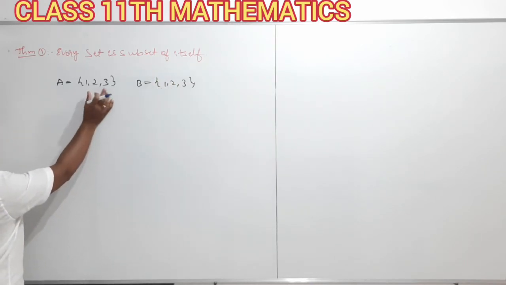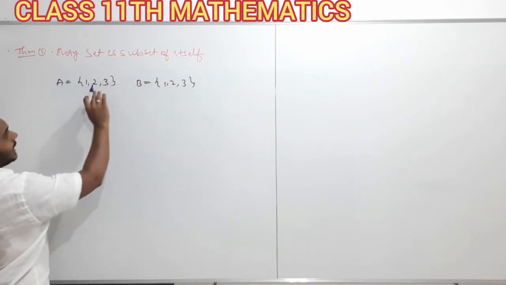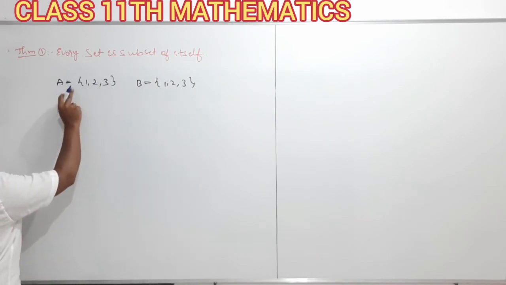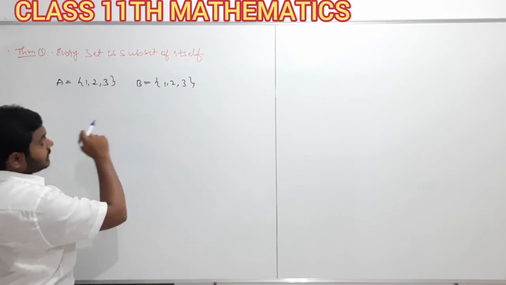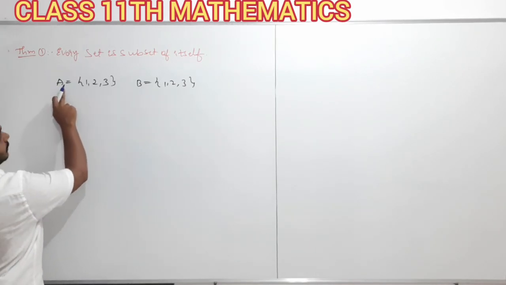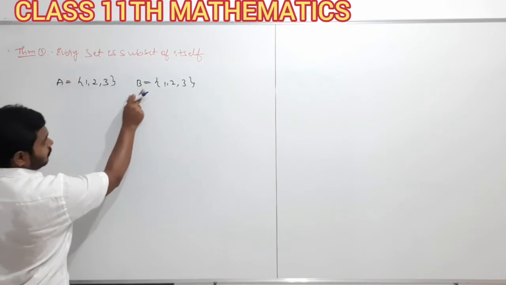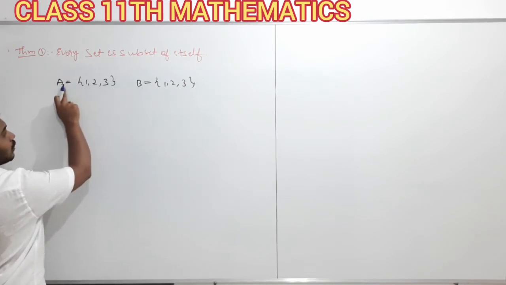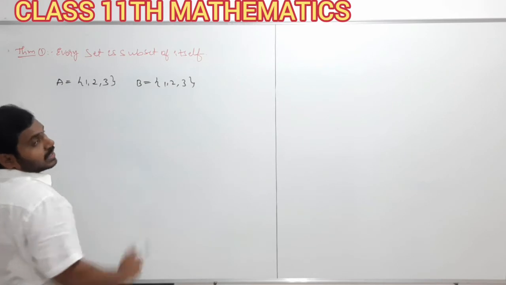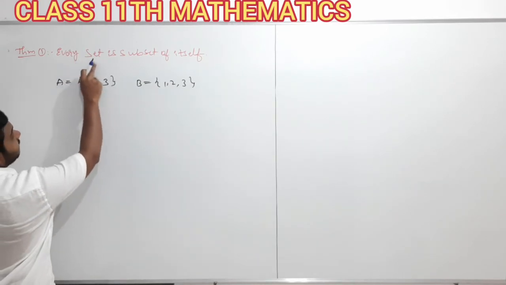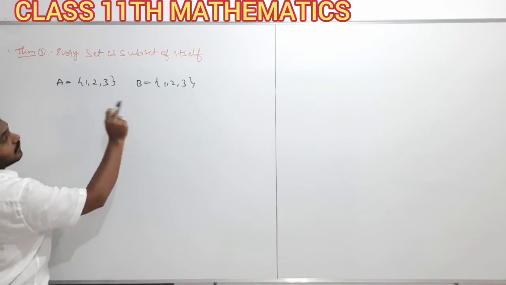Whatever set I have, the same set I took here. So can I call this set a subset of this? When will we call any set a subset of a different set? We can say A is a subset of B if every element of A is in the set B. Now we discuss: every set is a subset of itself.